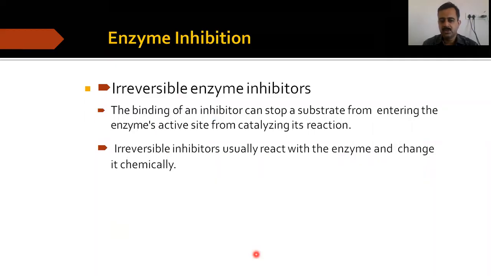Irreversible enzyme inhibitors. So these were all reversible inhibitors. Now irreversible: the binding of an inhibitor can stop a substrate from entering the enzyme active site for catalyzing its reaction. Irreversible inhibitors usually react with the enzyme and change it chemically. So irreversible inhibitors are inhibitors which actually modify that particular enzyme, and the inhibition is a permanent kind of inhibition.